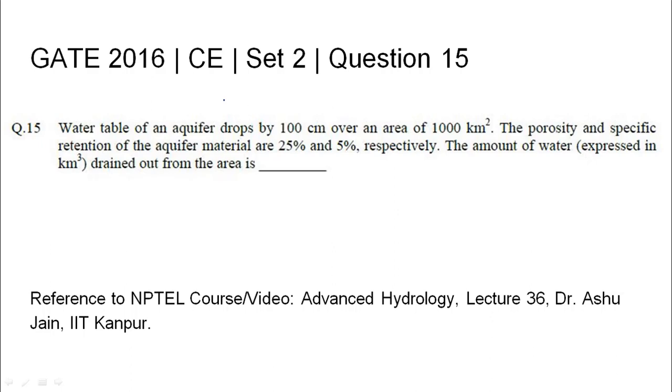GATE 2016 Civil Engineering Set 2 Question 15. Water table of an aquifer drops by 100 cm over an area of 1000 km square. The porosity and specific retention of the aquifer material are 25% and 5% respectively. The amount of water expressed in kilometers cube drained out from the area is. The relevant NPTEL reference has been cited.